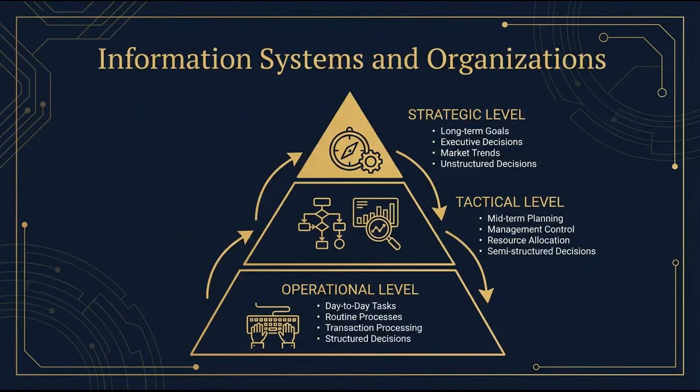Systems are usually divided into three levels based on the decisions they support. Strategic systems support long-term, top-level executive decisions. Tactical systems support middle management planning and control. Finally, operational systems support day-to-day transactions and routine operations.